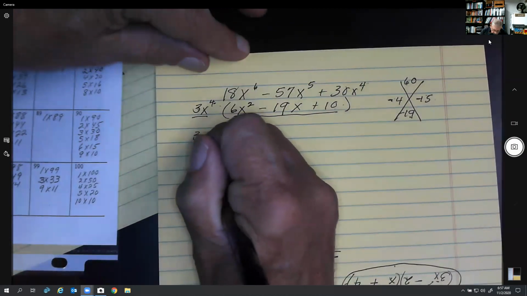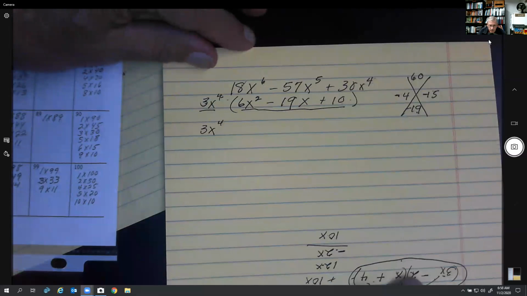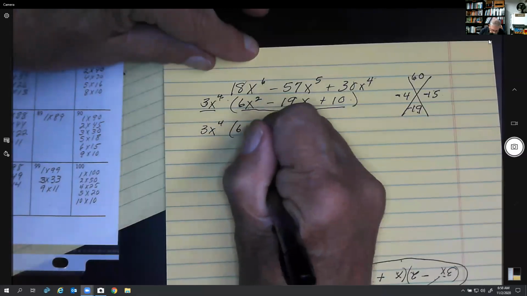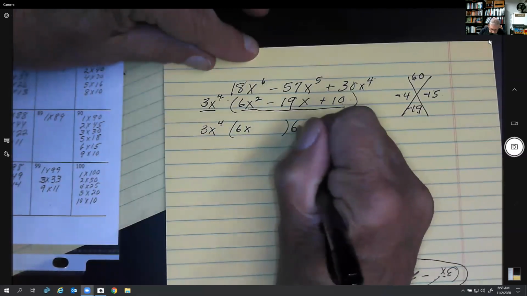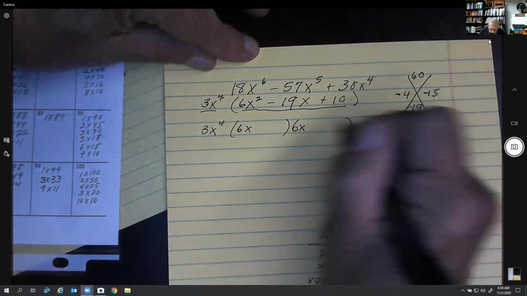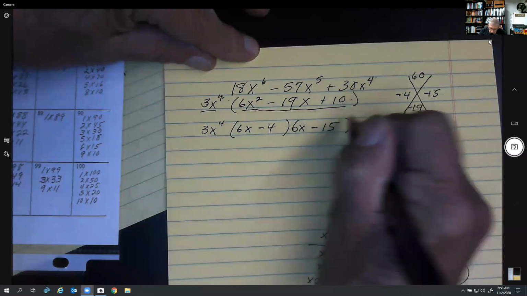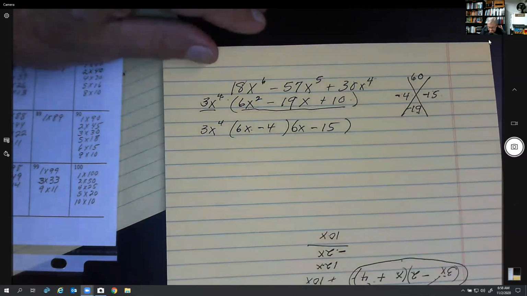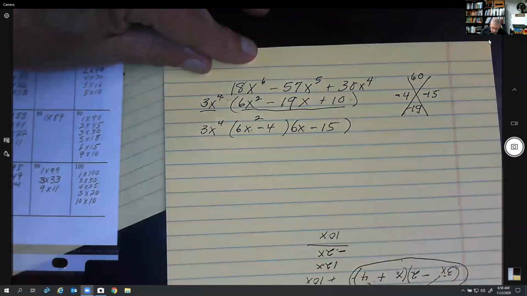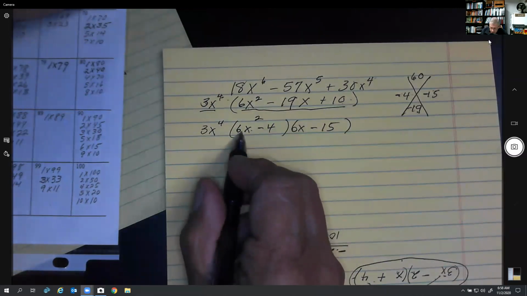So when I write this down, I'm going to bring down the 3x to the 4th. I'm going to write this as 6x and 6x, but this is just an intermediate step. Minus 4, minus 15. Just put those numbers in. Now reduce them. I can reduce this by 2. It's always going to be a small number.